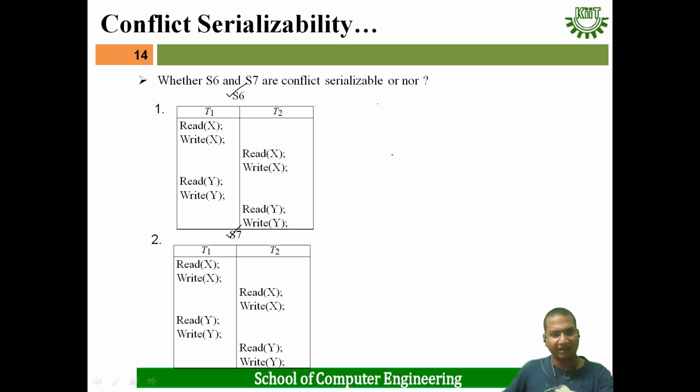That means we will take one of its serial schedules, S6, and write it out. If the conflicting operations present in this schedule S6 and the conflicting operations present in its equivalent serial schedule are in the same order, then we can say that both schedules are conflict equivalent to each other. And if this schedule is conflict equivalent to one of its serial schedules, then we can say that it is a conflict serializable schedule. That's why first we have to draw one of its serial schedules.